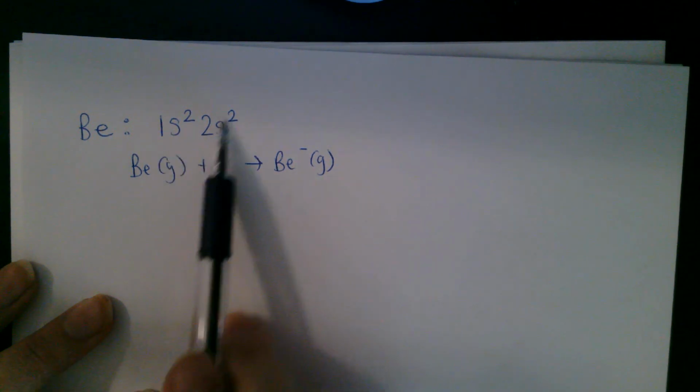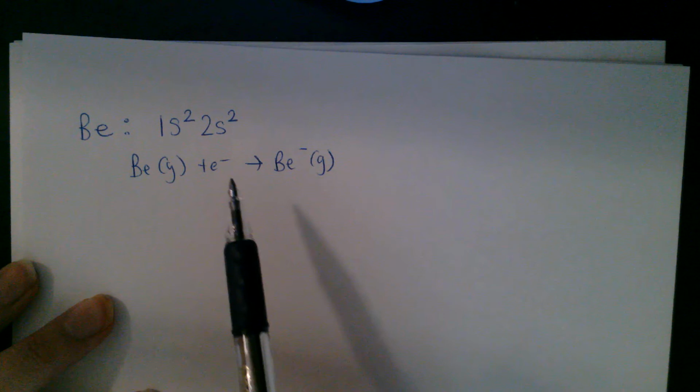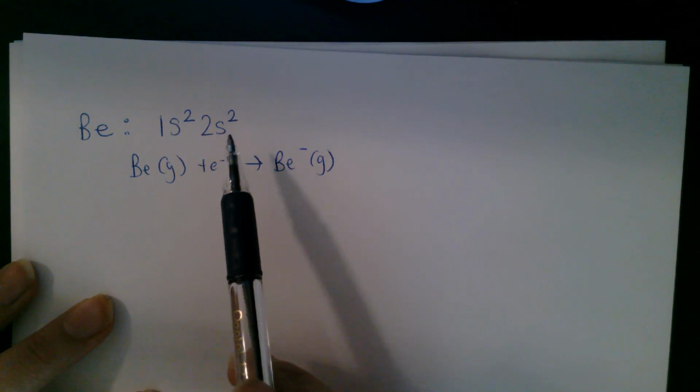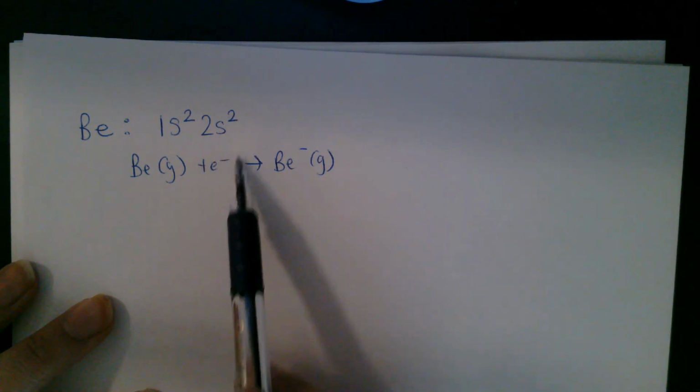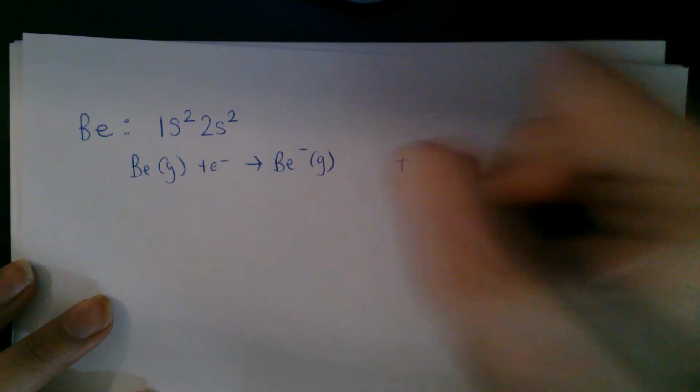Okay, so kind of full subshell. Putting an electron into the 2p requires a little bit more energy than having the free electron by itself. So we would have a positive delta H for this one.